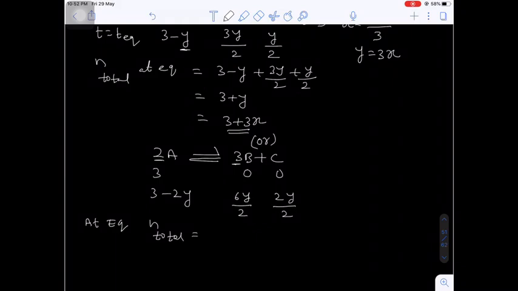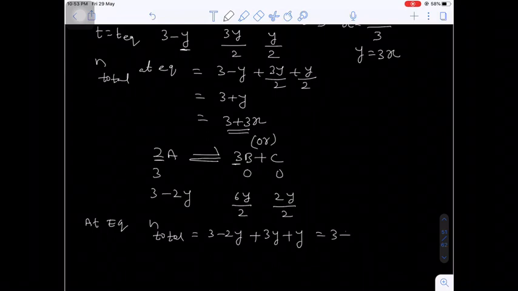At equilibrium, the total number of moles is 3 minus 2Y plus 6Y by 2. That is 3 minus 2Y plus 3Y. Shall I write here directly? Instead of 6Y by 2, I am writing 3Y. So 4Y minus 2Y plus 2Y, so 3 plus 2Y.